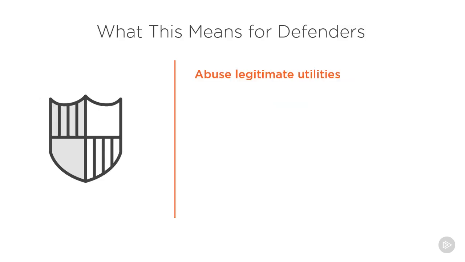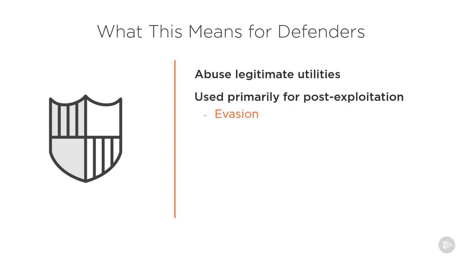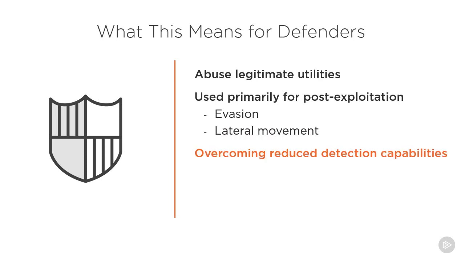Some of the important aspects that defenders should be aware of is that these type of fileless attacks will abuse legitimate utilities, so we can no longer whitelist them. Another aspect is that these techniques are used primarily for post-exploitation attacks, with the main purpose to evade security capability, as well as lateral movement to compromise other hosts on the network and go under the radar of the network security capabilities. We have a few opportunities to overcoming reduced detection capabilities.